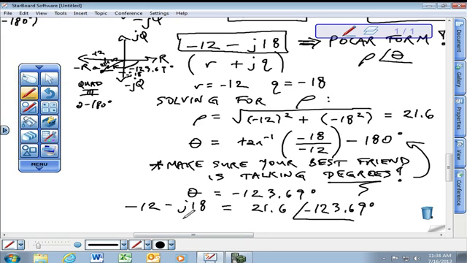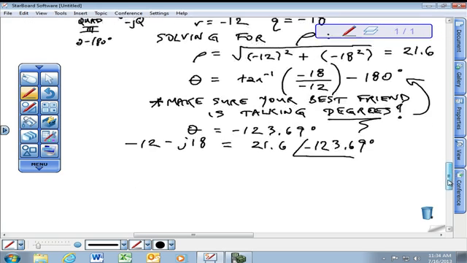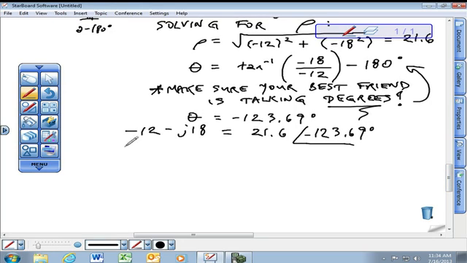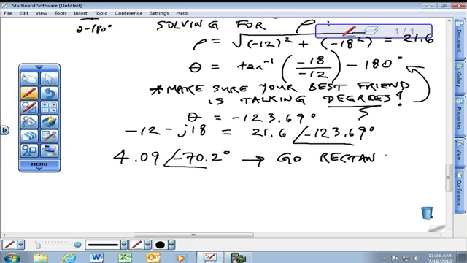Basically, we're just going from rectangular to polar form. And then, of course, you want to make sure that you can go the other way. In other words, what if you were asked, instead of going from rectangular to polar, to go from polar to rectangular. Let's do an example of that. This time we're given 4.09, angle negative 70.2 degrees. And what we're asked to do is go rectangular.